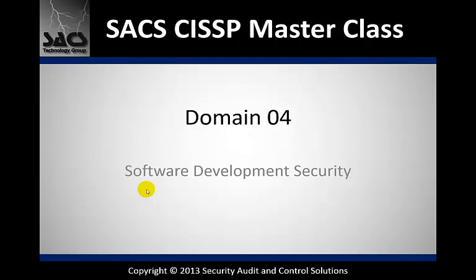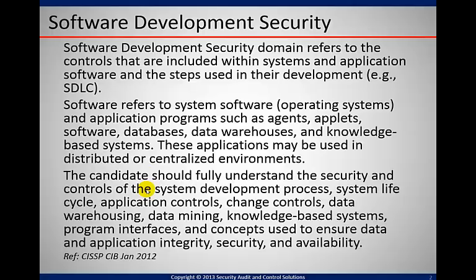Software development security has been moved up the chain here, and it's the fourth most important domain. The focus is definitely on that because most of the errors these days are at the programming level, no longer so much at the operating system. So the software development security domain refers to the controls that are included within systems and application software and the steps used in their development. That is the system development lifecycle, the SDLC.